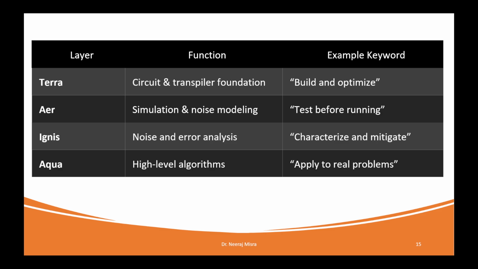Okay, so in the last slide, I just showed you the overall comparative analysis of all these layers. We can see that Terra is used for building and optimizing, and Aer is used to test the circuit, and Ignis is to characterize the error or for error mitigation, and Aqua is to apply new algorithms for high-level applications, or some new system design with the help of quantum technology.